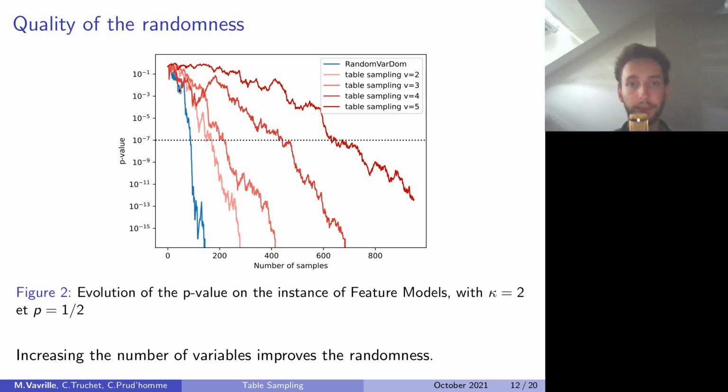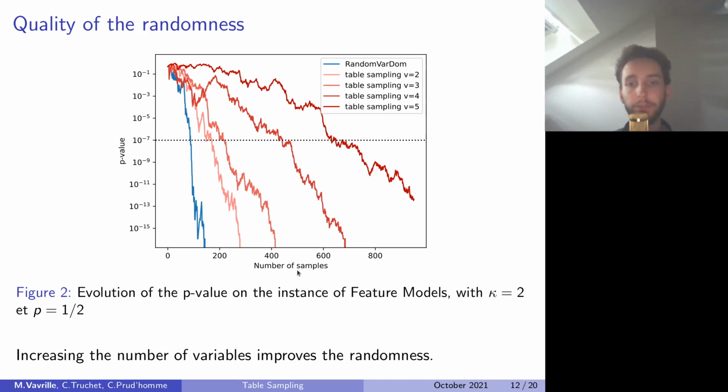But what we see is that with random Vardom, which is here in blue, you can do way fewer samples than with table sampling, which is here in shades of red. For example, with the parameter v equals 5, you can do way more samples with the same distance from the uniform. So it shows that we really have an improved randomness by using table sampling. And here I also show that when increasing the number of variables, so when the red is getting darker, the quality of the randomness is also improved.